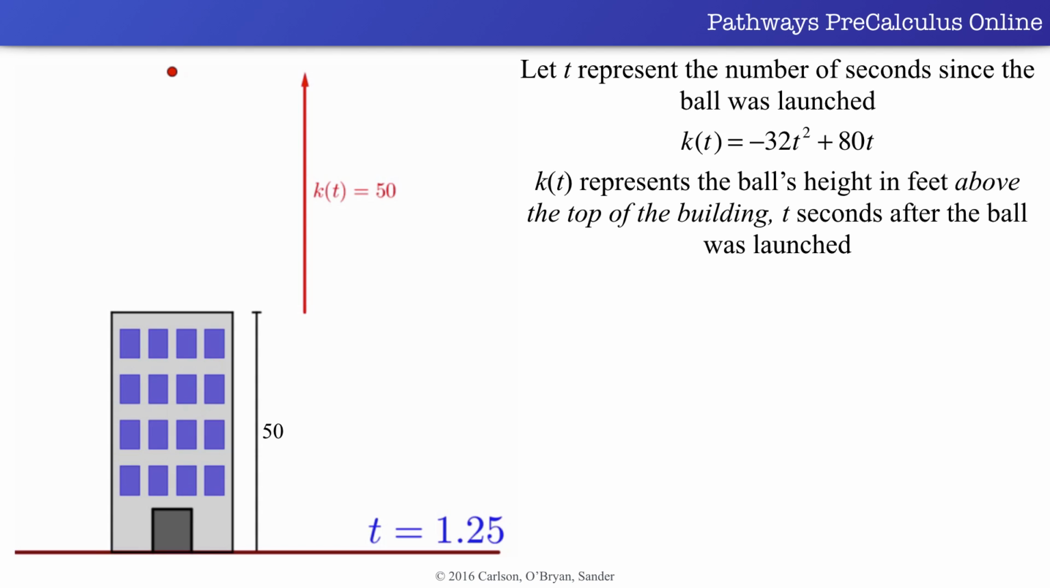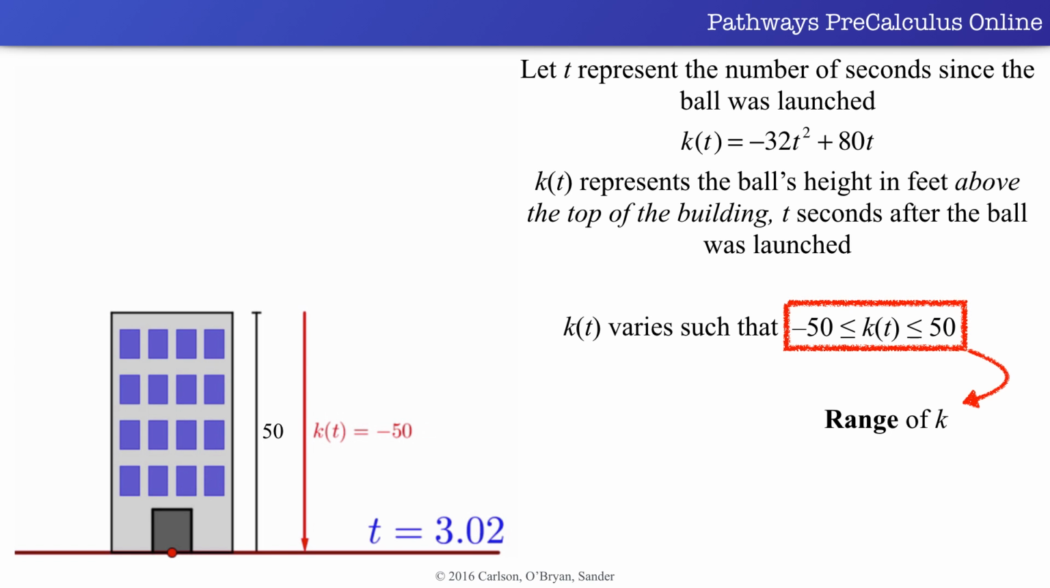Then, as the ball falls to the ground, the value of k of t decreases from 50 to -50, since when the ball hits the ground, it is 50 feet below the top of the building, which is -50 feet above the top of the building. So, as the ball travels, the ball's height in feet above the top of the building, k of t, first increases from 0 to 50, and then decreases from 50 to -50.